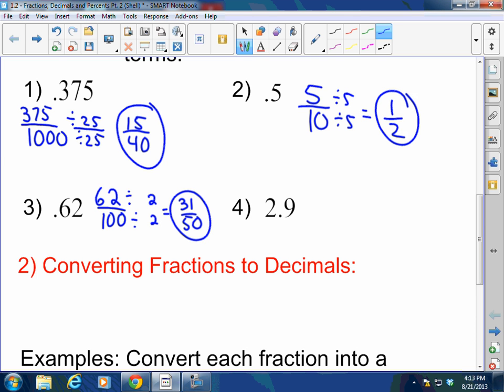2.9, the way you read that is 2 and 9 tenths. We can't reduce that anymore, so you're done. So read the decimal and write it out in words. Write those words out as a fraction.